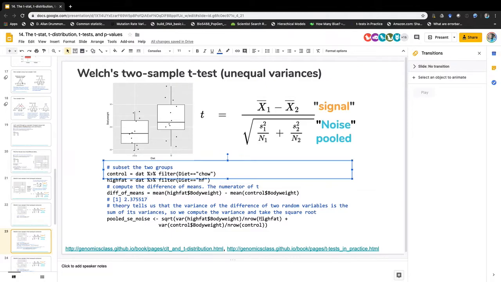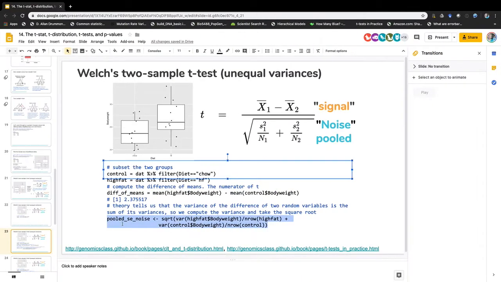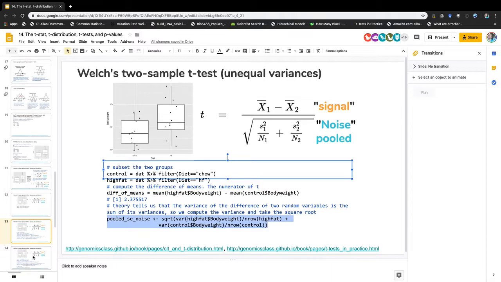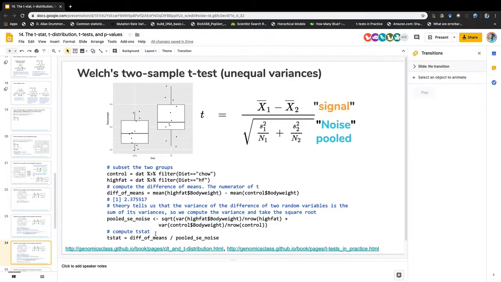Then, as Tom just pointed out, theory tells us, and theory that I don't fully understand, but we'll read up on hopefully when I get some time, that the variance of the difference of two random variables is actually the sum of the variances. So we can compute the variances separately and take the square root of their sums. And that becomes this pooled noise. Right. So the t statistic is now just that difference of means divided by the noise, which I'm showing here.